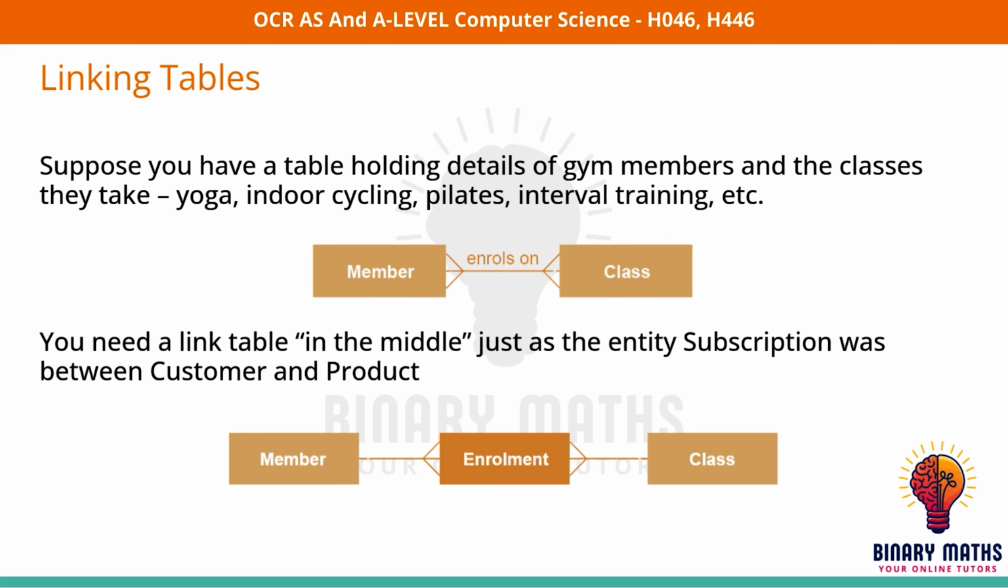So to summarize, when you have a many-to-many relationship, you need a linking table to manage the relationships between the two entities. The linking table will contain the primary keys of the other tables as foreign keys, and it will sit in the middle of the two tables you're linking.